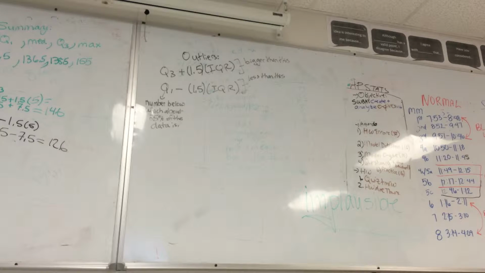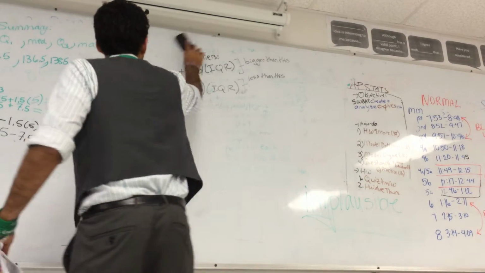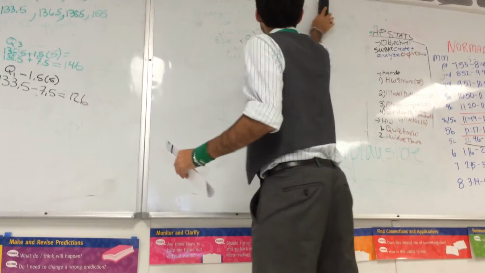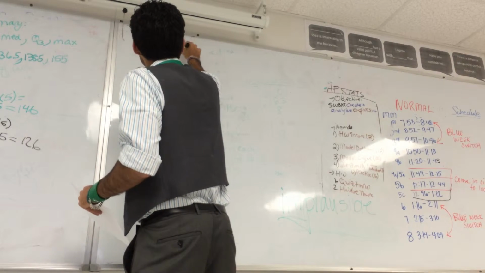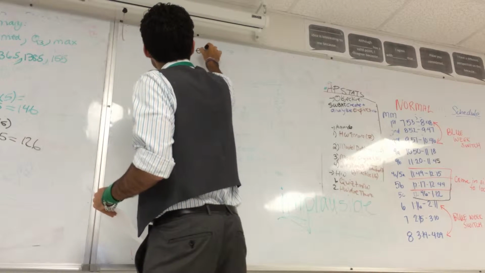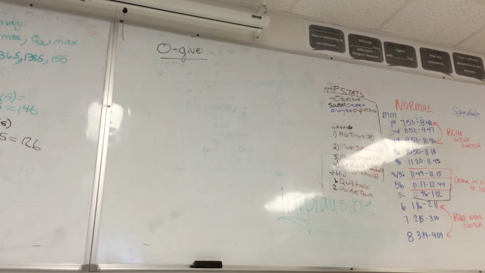Okay. I'd like to jump in now to a new topic, to another way to represent data. This is called an ogive. This is the next representation of data. It's called an ogive.